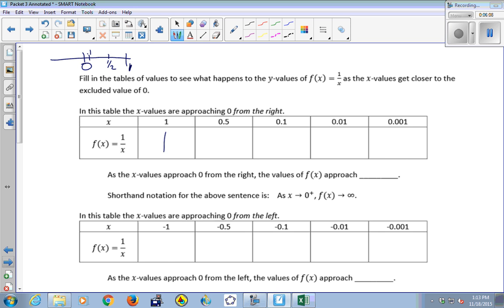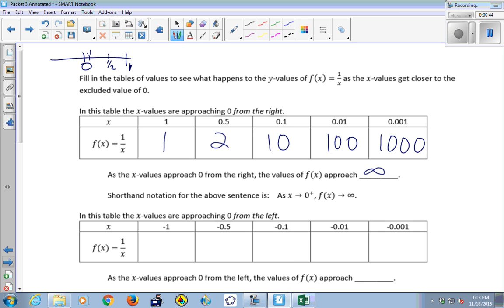You get a 1. What happens if I put 1/2 in? What is 1 over 1/2? 2. Good. What's 1 over 0.1? 10. 1 over 0.01? 100. 1 over 0.001? 1000. Okay, so what does it look like is happening to the function values as x gets closer to 0? They're getting bigger. So we could say they are approaching infinity.